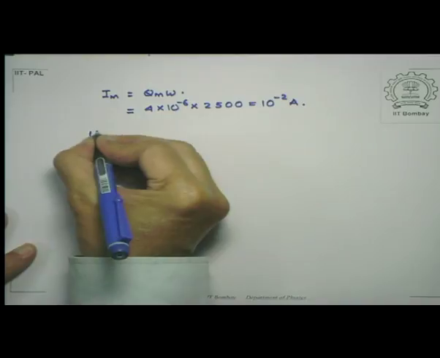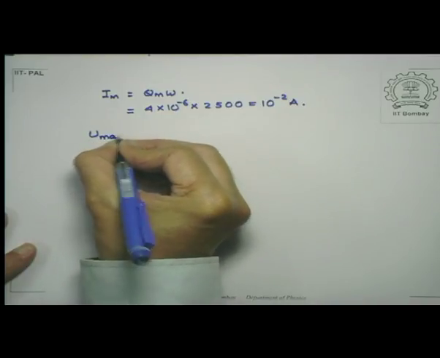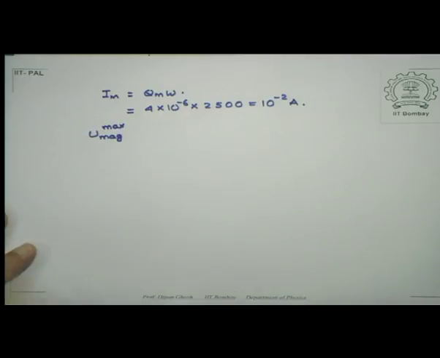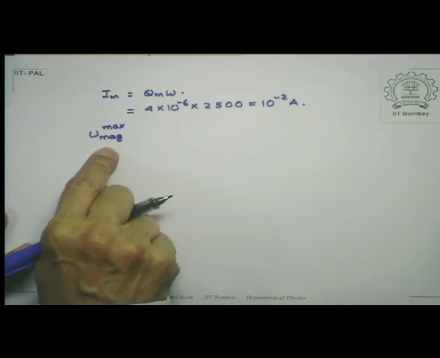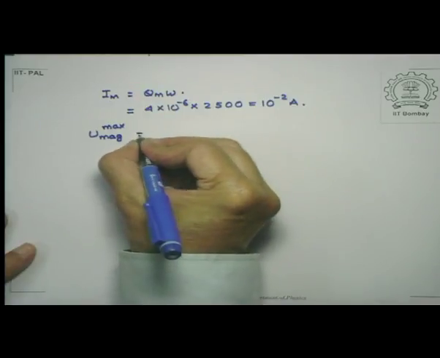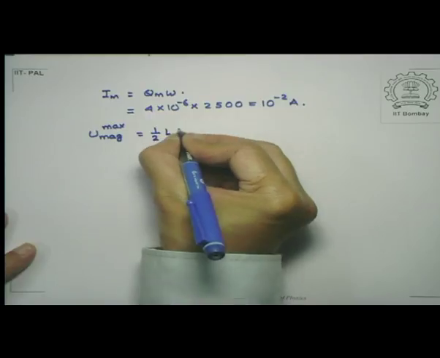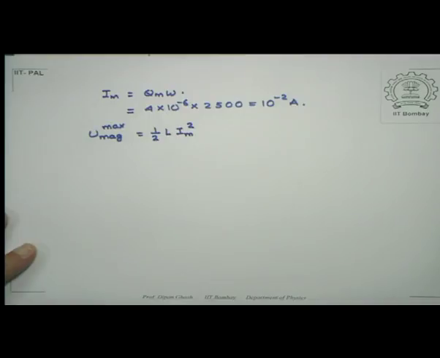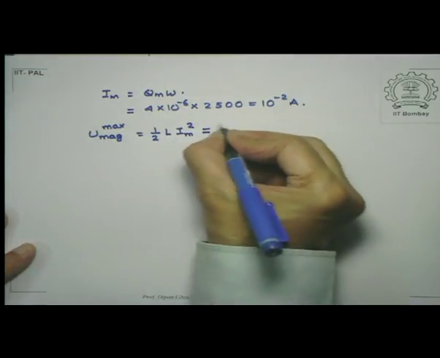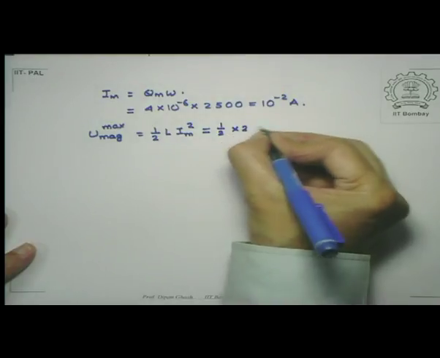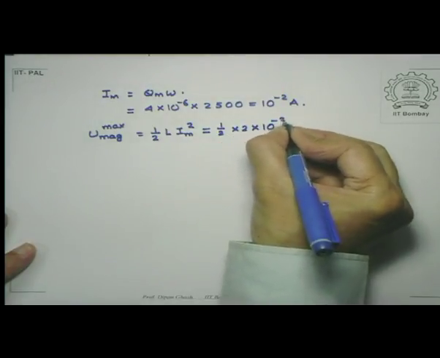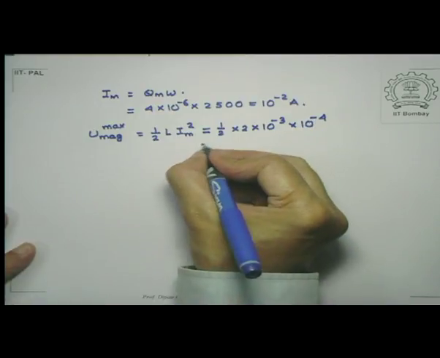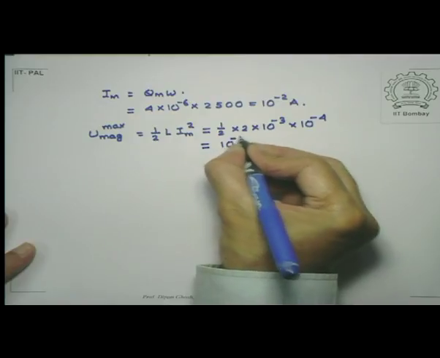So the maximum magnetic energy, which is the energy associated with the magnetic field, is half Li square, and since I am looking for the maximum, it is half Lim square, and substituting this I got half 2 millihenry, 2 into 10 to the power minus 3, into 10 to the power minus 4 because it's Im square, and that as expected works out to 10 to the power minus 7 joules.